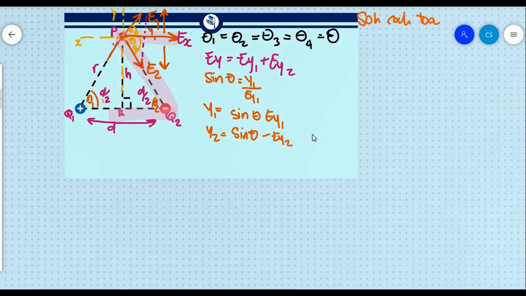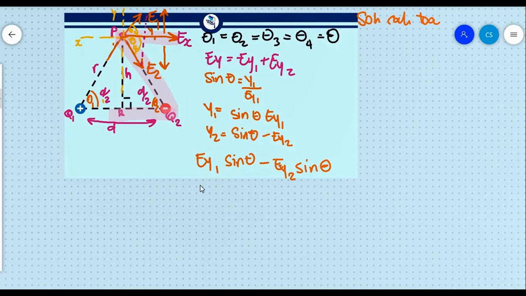Negative EY2. And seeing that we're supposed to add all this, we can easily put it into the equation and say EY1 sine theta minus EY2 sine theta. Now remember we said all thetas were equal to theta because they all had the same value.